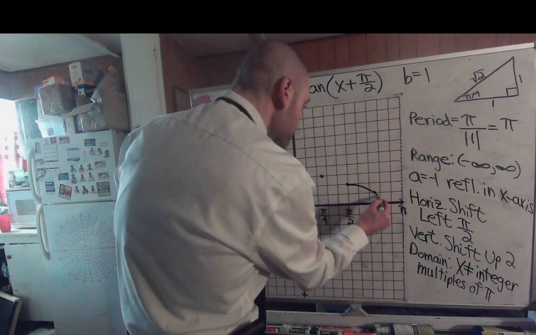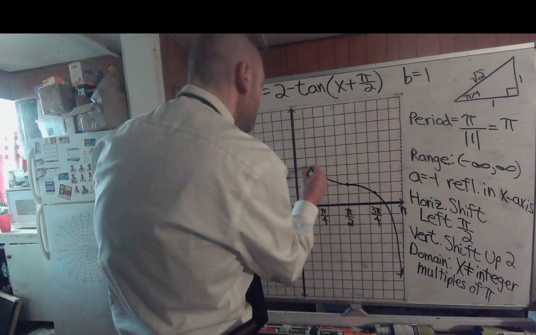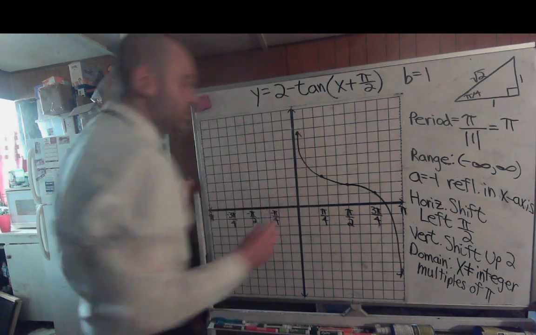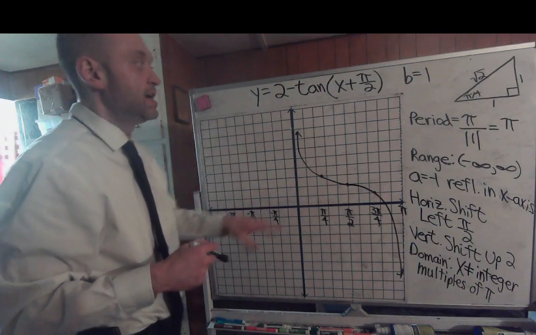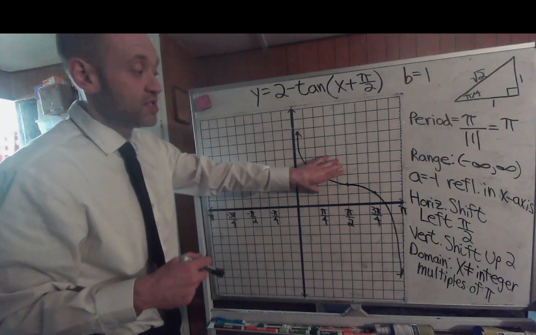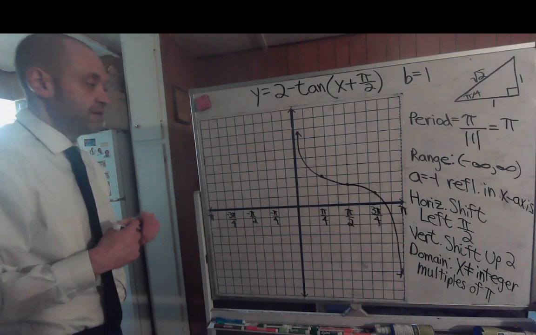So here's going to be my graph. So you see what I'm saying? With all the reflecting and shifting going on, this is really starting to look a lot like a cotangent graph. Even though it's technically tangent, it looks very cotangent. So very interesting how these can be manipulated.